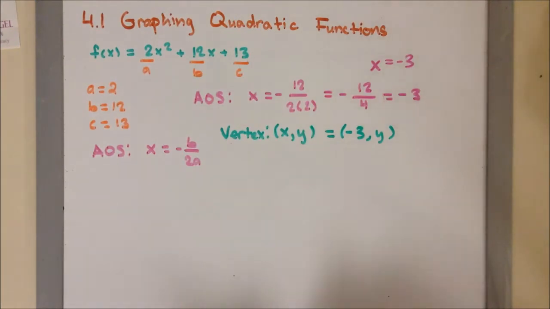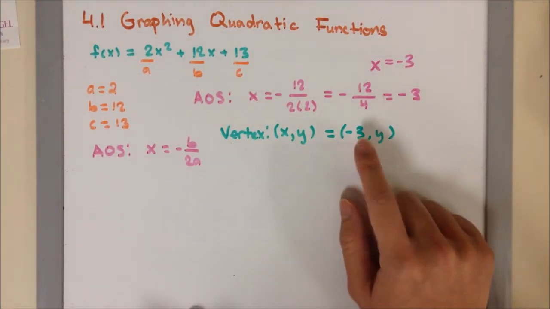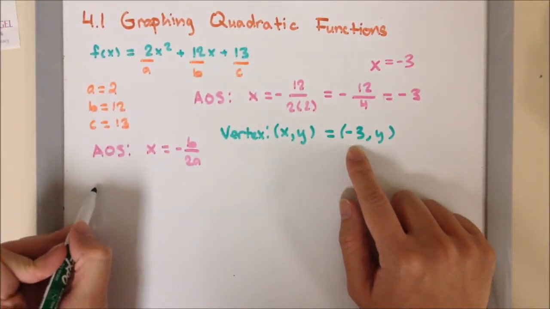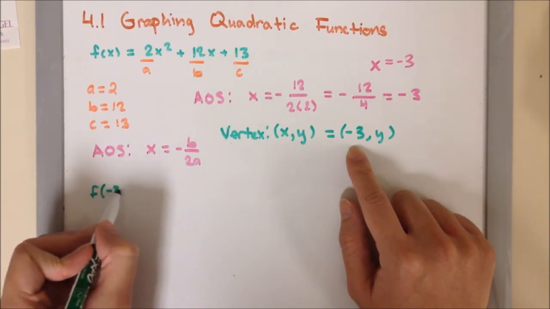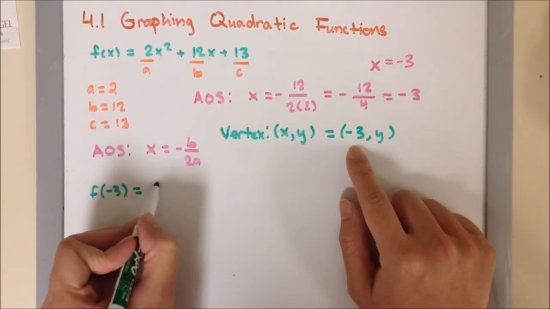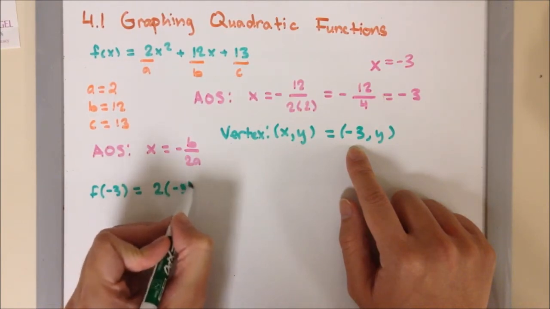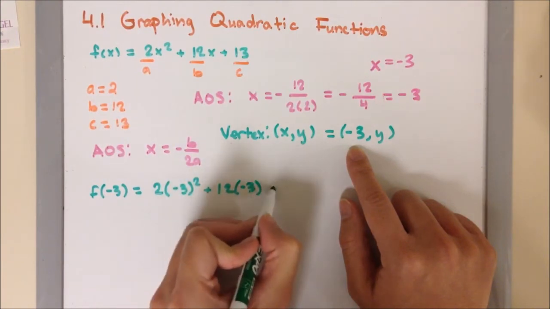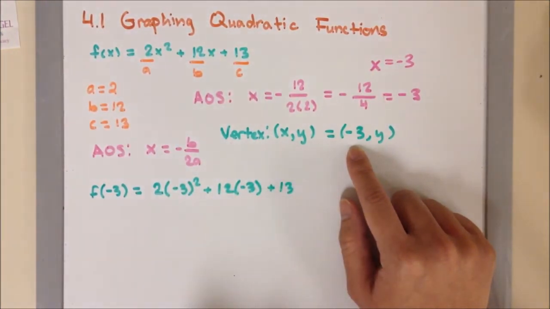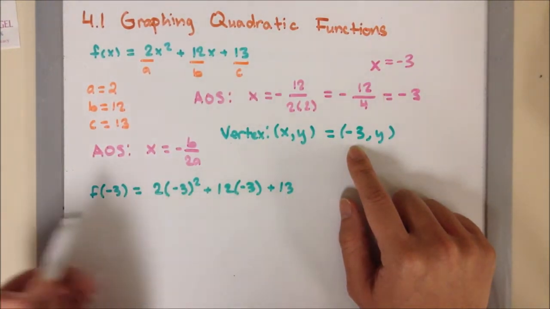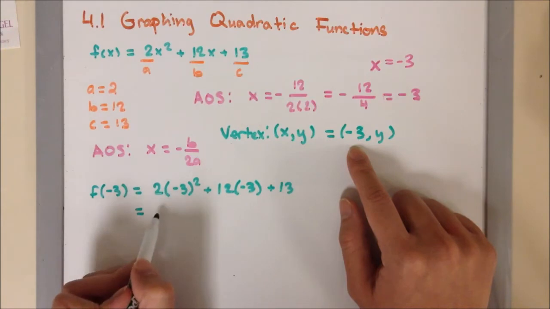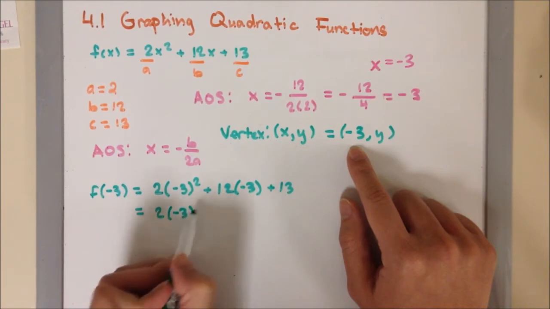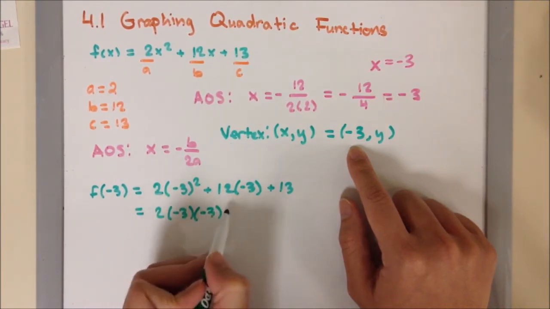So in order to find the y value, I'm simply going to plug the x value into this quadratic equation. So f of negative 3 simply means it's going to be 2 times negative 3 squared plus 12 times negative 3 plus 13. So in order to find the y value, I've got to simplify this. So using PEMDAS, for negative 3 squared, first I'm going to write it out twice to make it easy and visually see it.